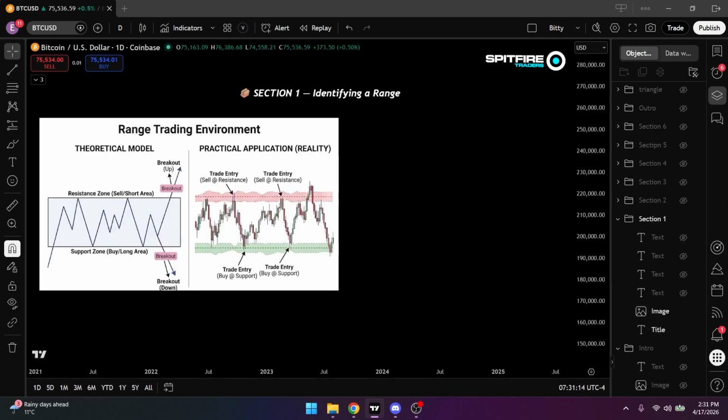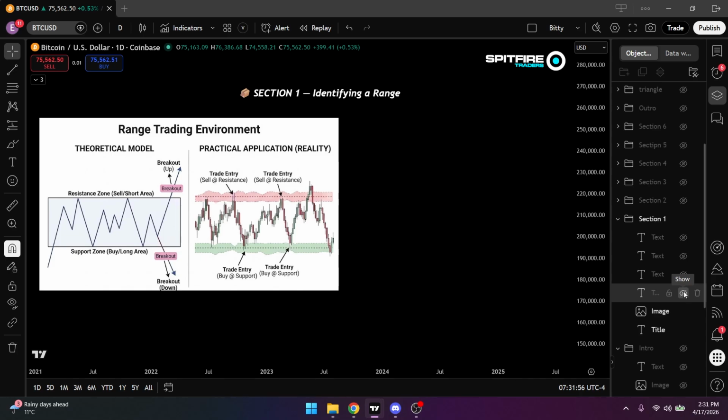trade a range is completely different from how you trade a trend. A range is simply a market moving between two clear boundaries. Resistance at the top, support at the bottom. But more importantly, a range represents a lack of directional conviction. When the market is ranging, it's not random. It's actually a phase where the market is deciding what to do next.